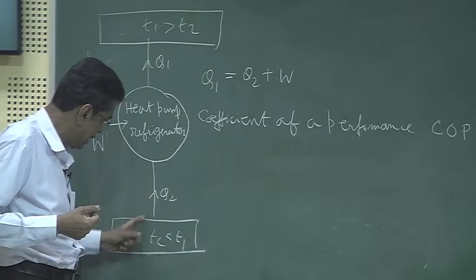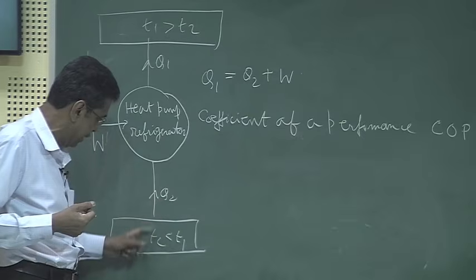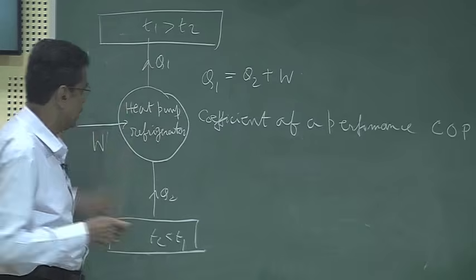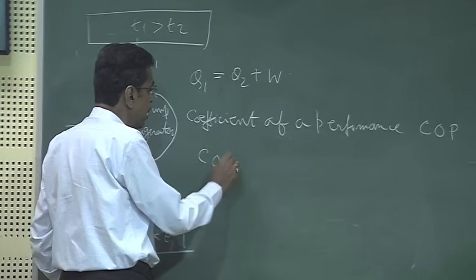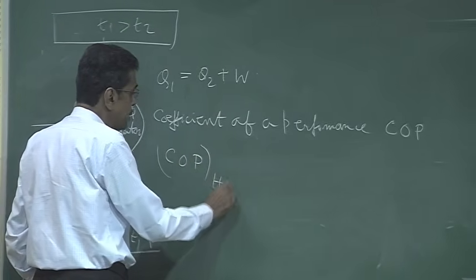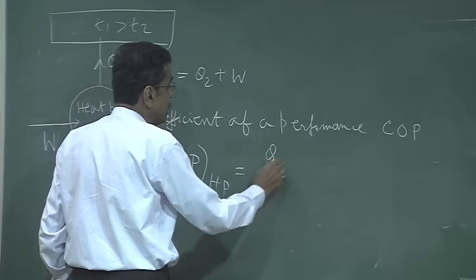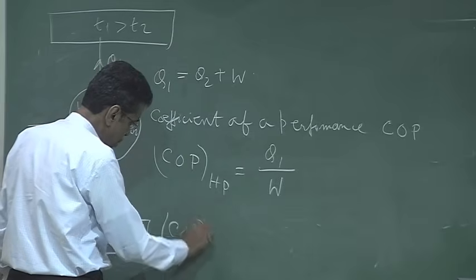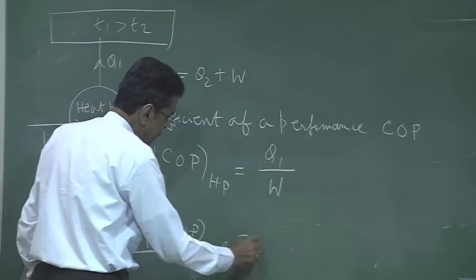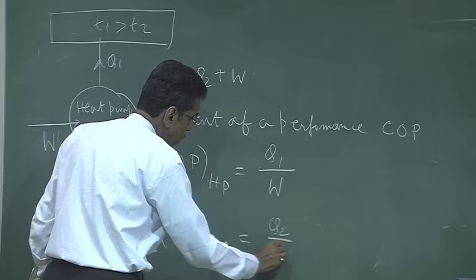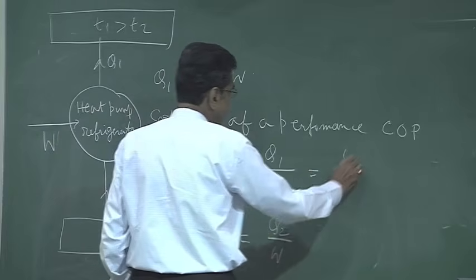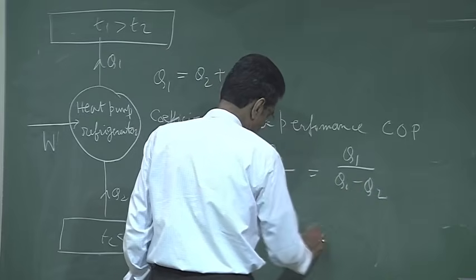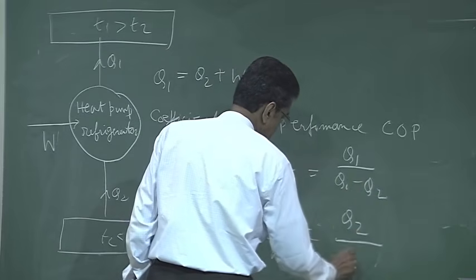So if the desired objective is Q2, the heat taken from the low temperature, it is a refrigerator, and if the desired objective is Q1, then it is a heat pump. Therefore, the COP of a heat pump is given by the desired objective Q1 by W, and the COP of a refrigerator is Q2 by W. And from the first law, we can write that W is nothing but Q1 minus Q2.